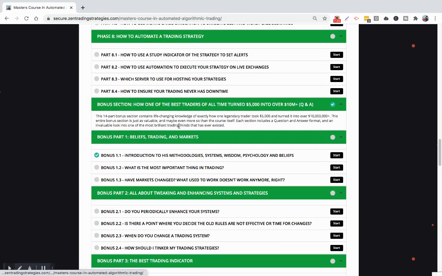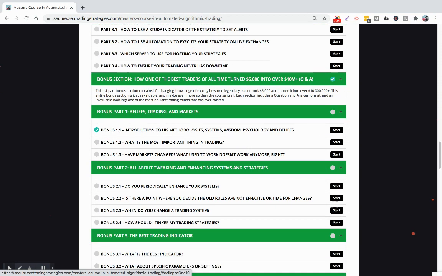And then we also have a bonus section, which is how one of the best traders of all time turned 5,000 into over 10 million. And this is a question and answer format. And this section is probably just as valuable, maybe even more valuable than the course itself. Each section contains, as we mentioned, a question and answer format, and it's an invaluable look into one of the most brilliant trading minds that has ever traded and ever existed.